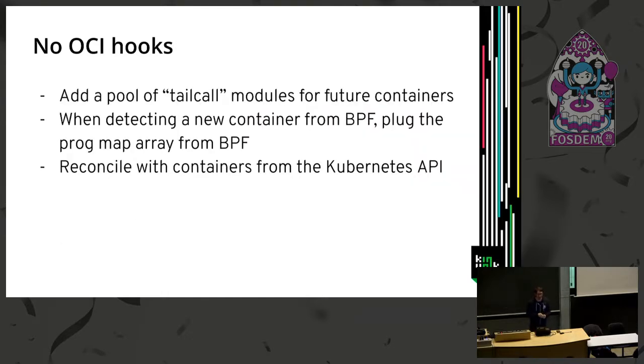So instead, I have a pool of BPF modules that are preloaded, and dynamically in BPF, I link them to a new cgroup as they appear. At this time, I don't really know yet which Kubernetes labels, which pod, or which container they are, but I will reconcile that a bit later when I get the notification.